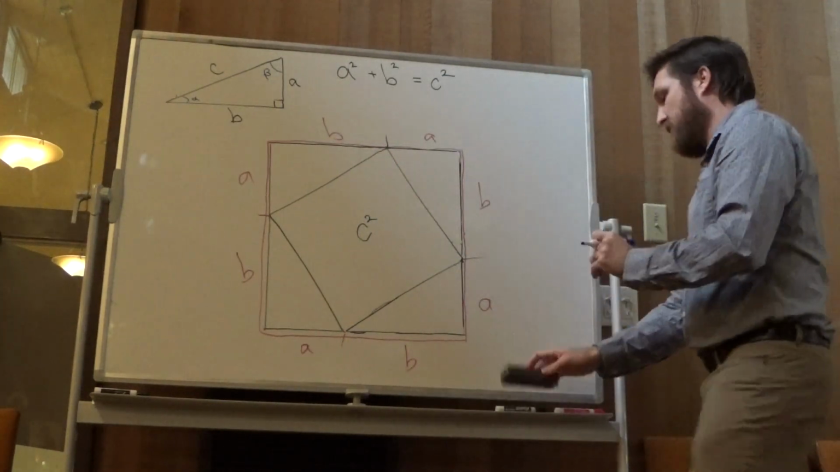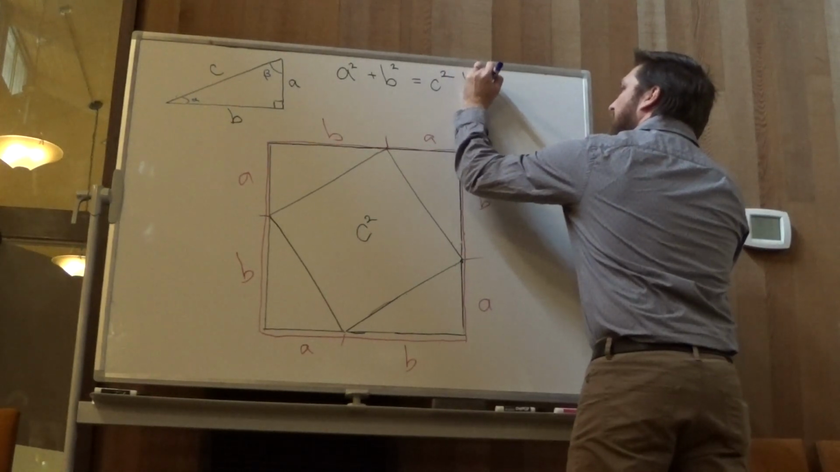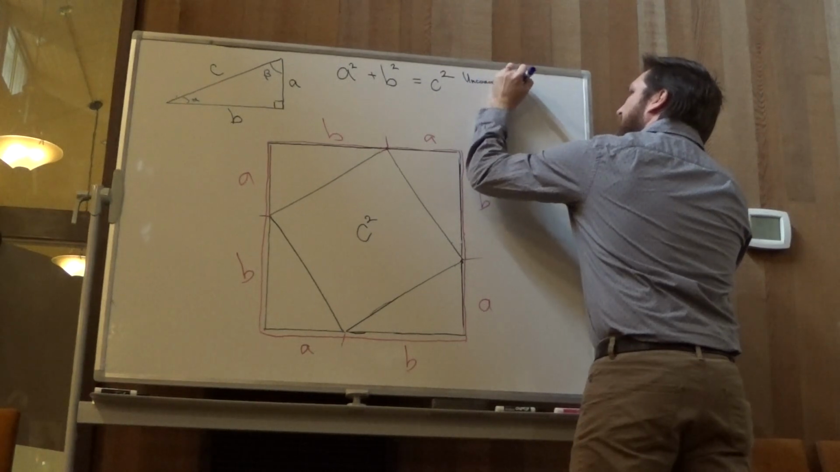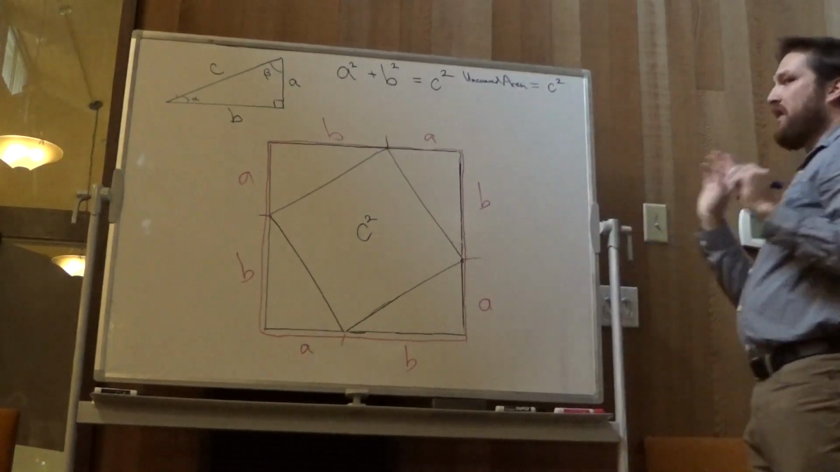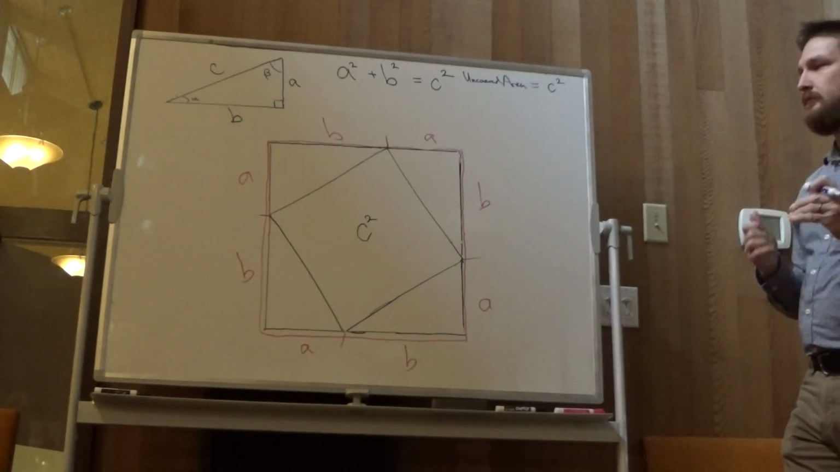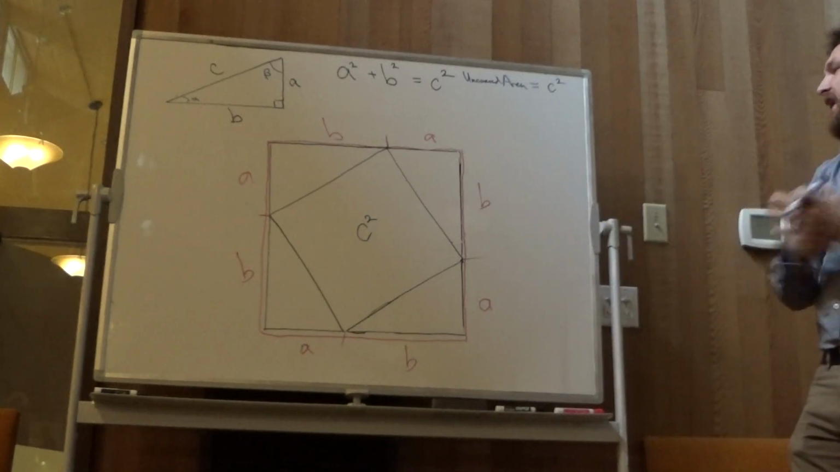The uncovered area. In fact, this is so important, I'm going to write it down. The uncovered area is equal to c squared. Does everybody agree with that? Yeah. Is there any way that can't be true? It has to be the case, right?